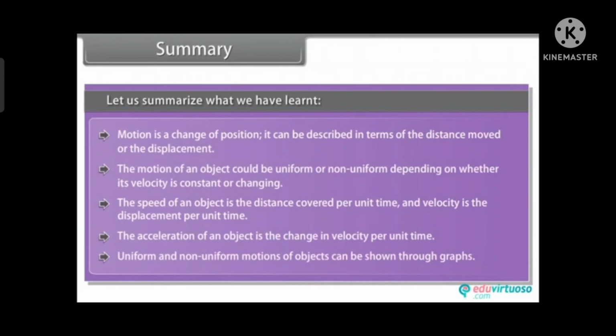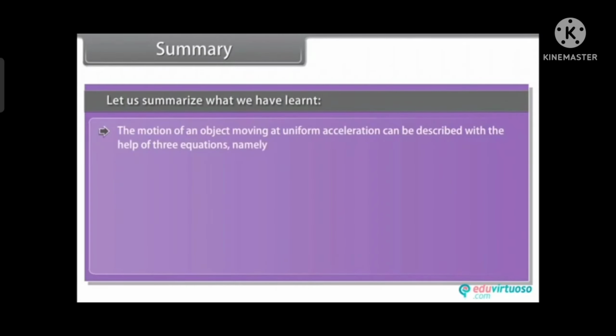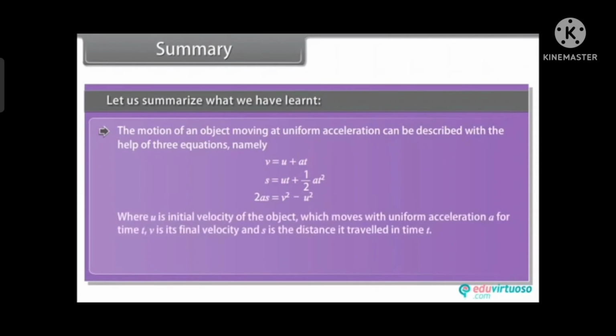Uniform and non-uniform motions of objects can be shown through graphs. The motion of an object moving at uniform acceleration can be described with the help of 3 equations, namely, v is equal to u plus at, s is equal to ut plus 1 upon 2 at square, and 2as is equal to v square minus u square, where u is the initial velocity of the object, which moves with uniform acceleration a for time t, v is its final velocity, and s is the distance it travelled in time t. If an object moves in a circular path with uniform speed, its motion is called uniform circular motion.